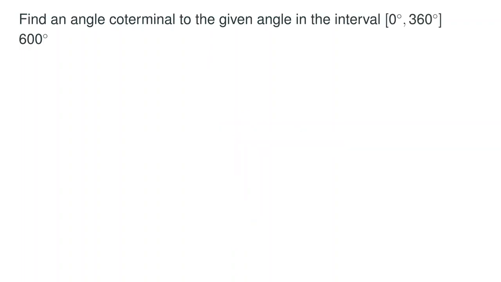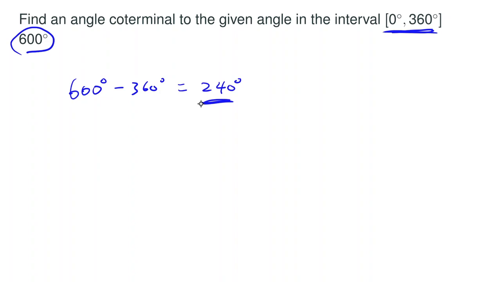Find an angle coterminal to the given angle in the interval 0 to 360 degrees. So for 600 degree, you want to find a coterminal angle that is in the range of 0 to 360 degrees. So for these, since 600 is bigger than 360, we can start subtracting. So 600 minus 360 will give us 240 degrees. And 240 degrees is in this range. So 240 is coterminal with 600.